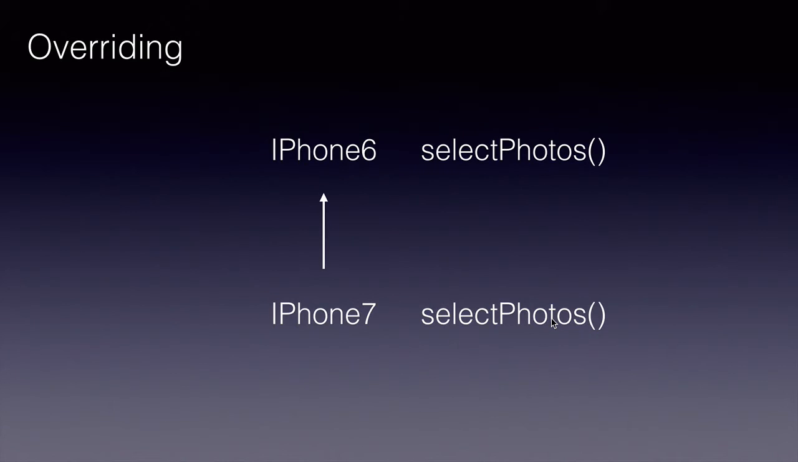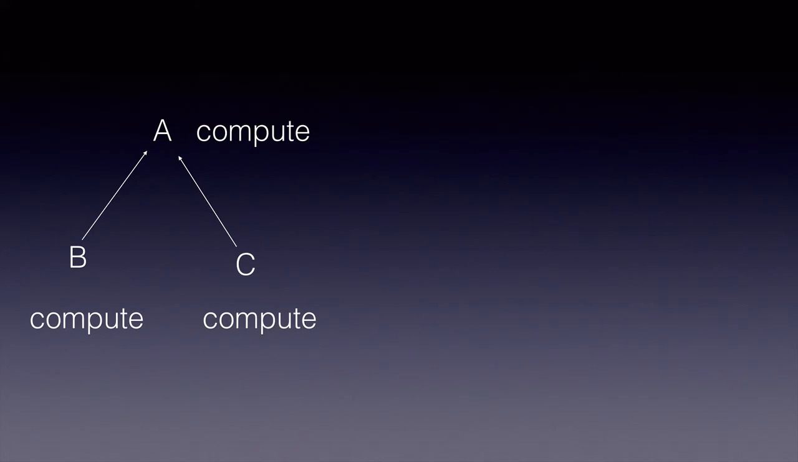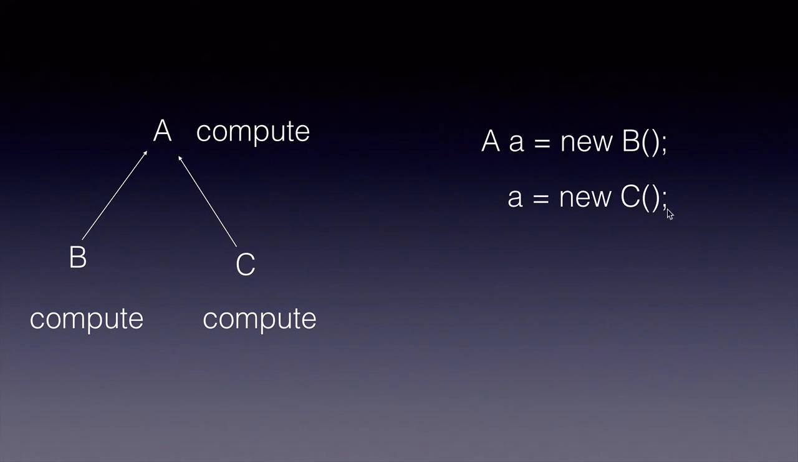Through method overriding, we achieve runtime polymorphism. That is, here I have class A with a compute method. Class B and C extends class A and they override the compute method. Now when we instantiate B, we can assign it to a reference type of A because A is the parent class. Now we instantiate C and assign it to A as well.